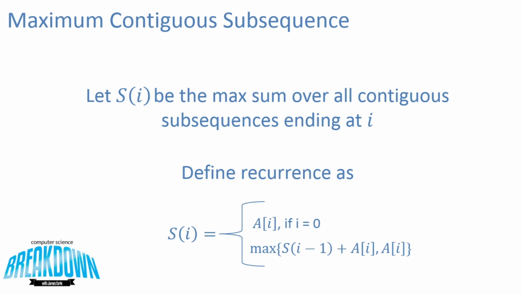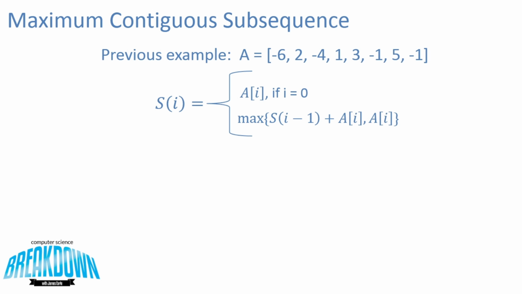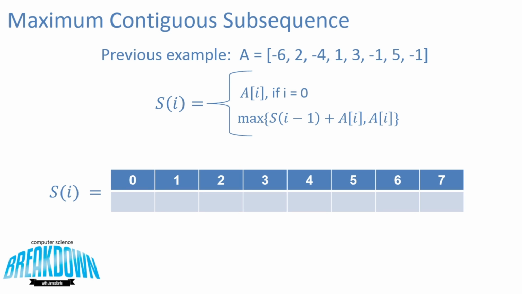If we were to take the previous, so S at i minus 1 plus A at i, that's going to be the same as appending the A at i value to our current sequence. But if we were to take the right-hand side of the maximization statement, A at i, it's actually going to be considered starting a new sequence. So we can apply this to the previous example, and we're going to build a short table and take a look at what we find.